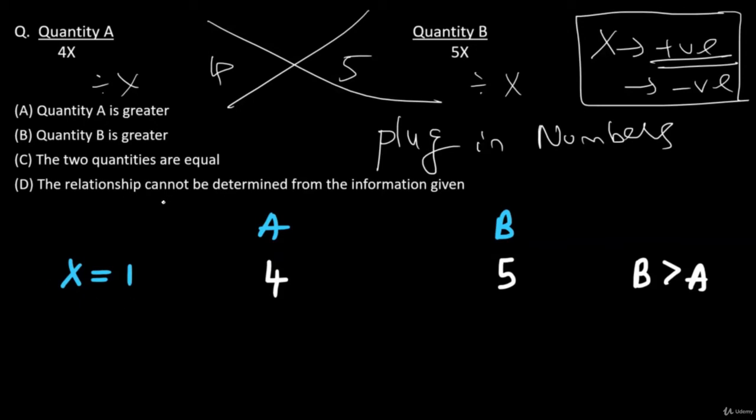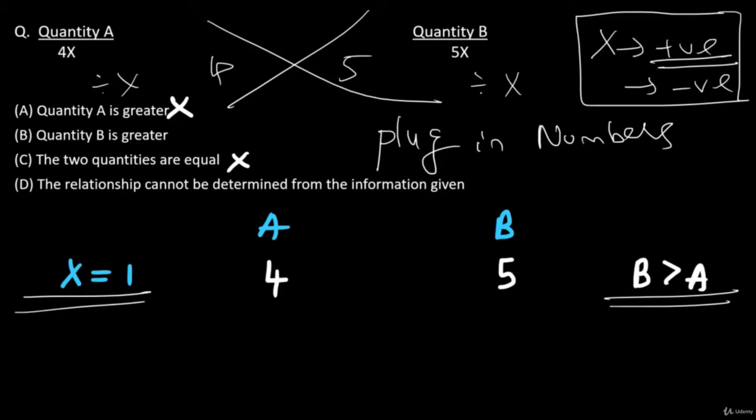Let's see. And over here, you can notice that because B is greater than A, directly option A and option C are ruled out, right? We had discussed that this is one of the great advantages of plugging in numbers. You can directly rule out two options by plugging in just one set of values.